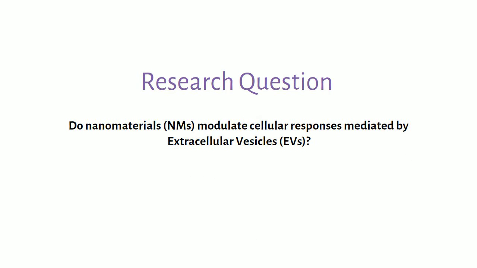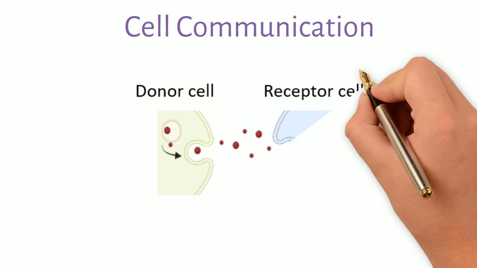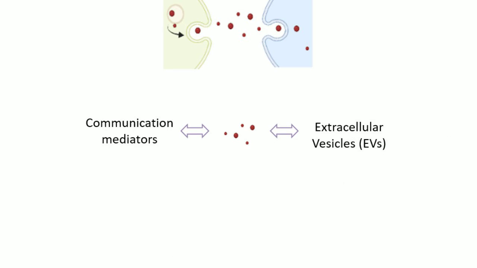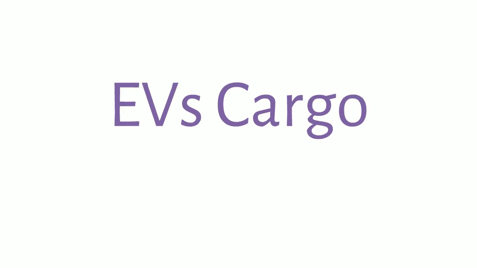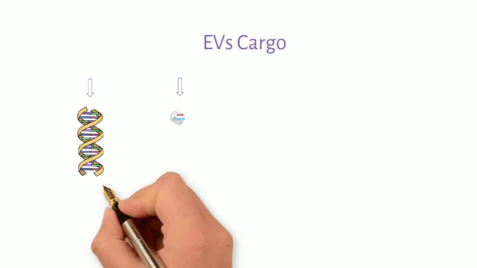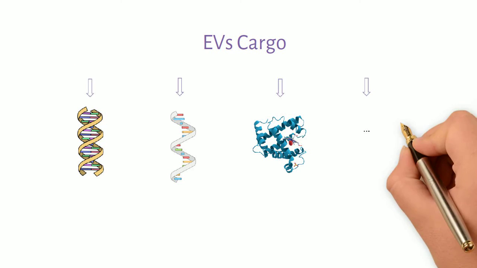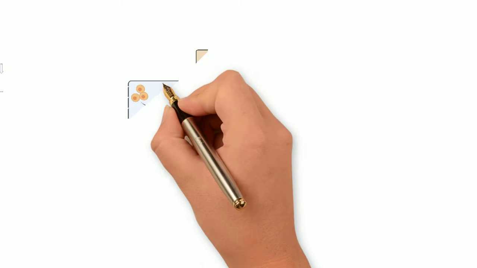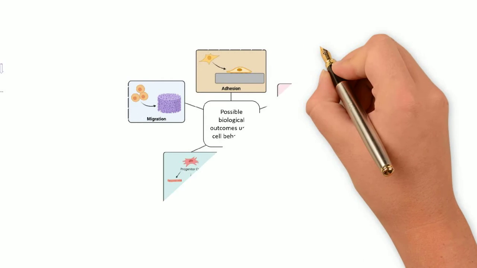Let's focus on the concept of cell communication. Recently, extracellular vesicles were identified as novel cellular communication mediators. Such fact is supported by its cargo, which includes DNA, RNA, and proteins. Such extracellular vesicles are released by the donor cell and may induce changes in the physiology of the receptor cells.